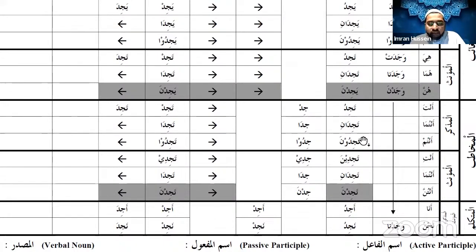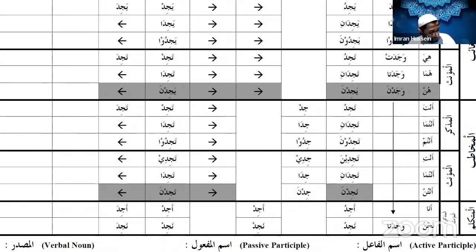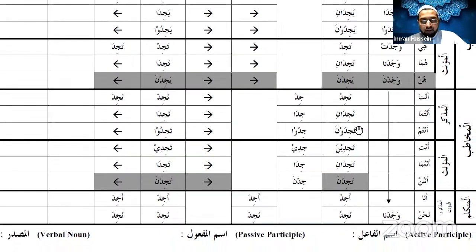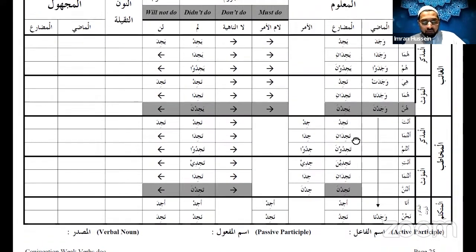So as we talked about how to make the amr, we drop all of the tas from the beginning. The dal with a dhamma will change to a sukoon. The amr: wajada yajidu means he found, and jid means to find. So jid, bismillah. Jid, jida, jidu, jidi, jida, jidna. Excellent. Ahsanti. Jazakallah. Is this clear so far for everyone?